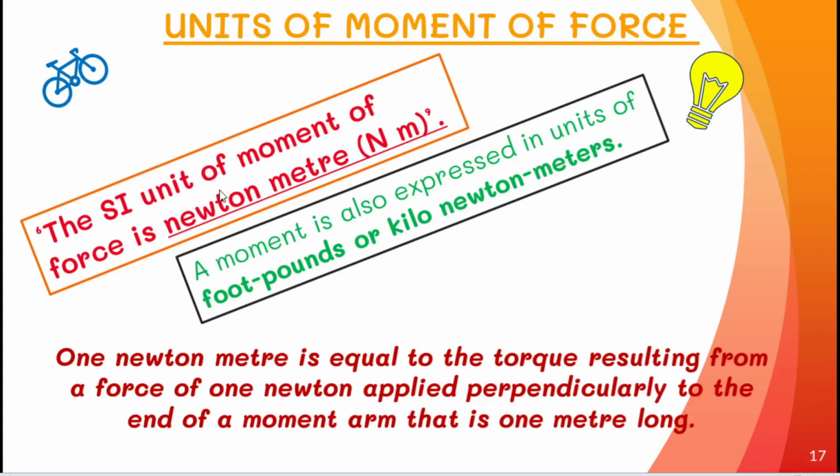If they are asking for the SI unit of moment of force, we have to write Newton meter. So students, 1 Newton meter is equal to the torque resulting from a force of 1 Newton applied perpendicular to the end of the moment arm that is 1 meter long. You can see that in the picture. This is the wrench. The length of the wrench is 1 meter. If you are applying a force of 1 Newton on a wrench of 1 meter, the torque will be 1 Newton meter.